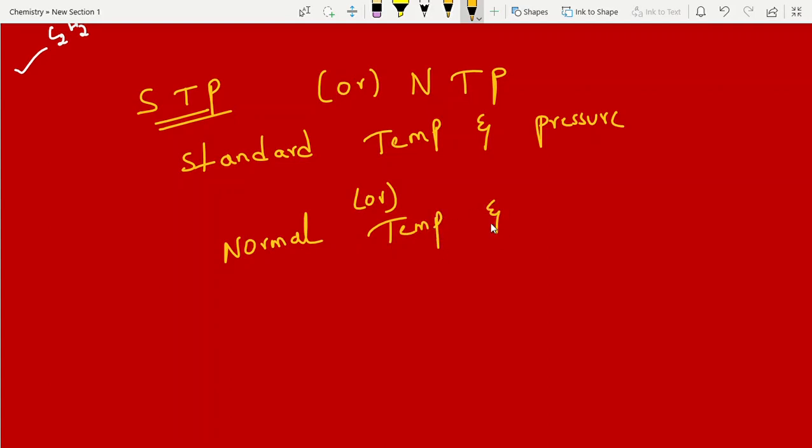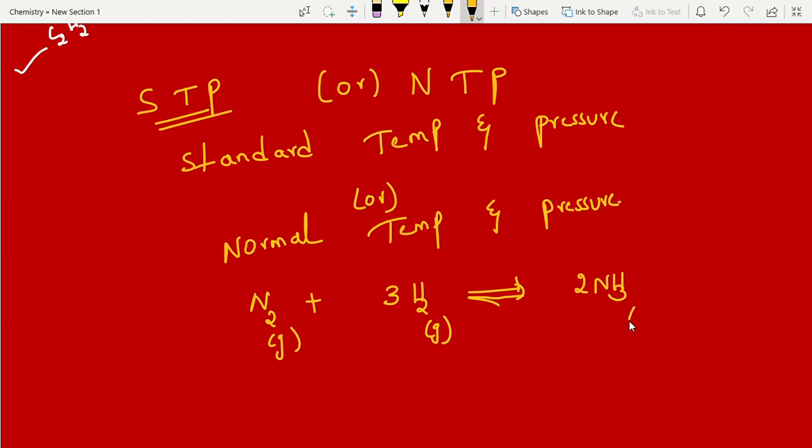Now, let me explain some questions. Suppose we take one question: N2 plus 3H2 gives rise to 2 moles of NH3. It is a reversible reaction. Okay, it is in gaseous state. Physical state also plays an important role. Now, this question you have to express in different ways.